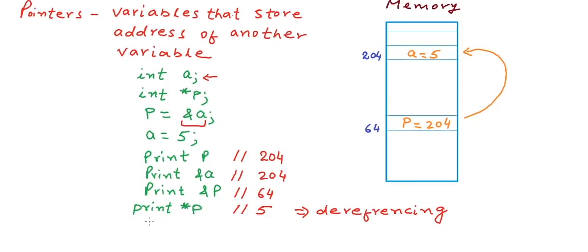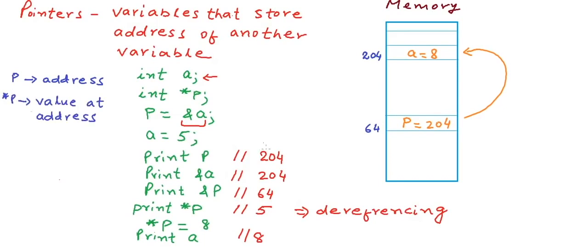In fact, we can modify the value at this particular location by saying something like star p is now 8. Star p means value at p, and so the value at p is now modified to 8. So what will happen if you print star p or print a now? The output will be 8. By value of p, I mean value at address p. So p is the address and star p is the value at the address that is stored in p.